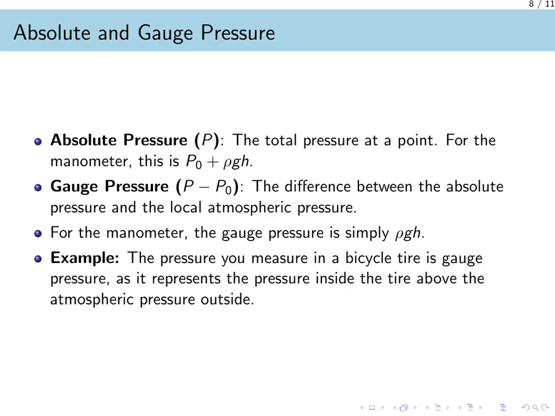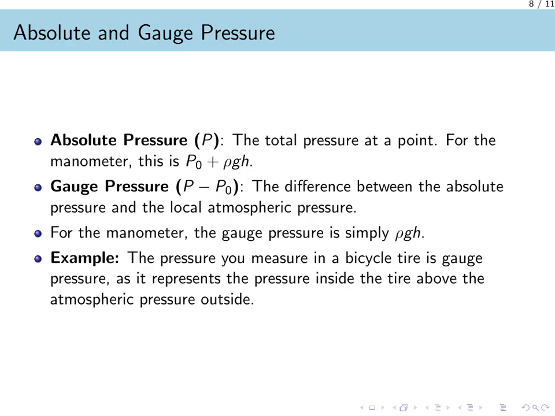First, absolute pressure, which we denote with a capital P, is the total or true pressure at a point. For the open tube manometer, the absolute pressure of the gas is the sum of atmospheric pressure and the pressure from the fluid column. That is, P equals P0 plus ρ times g times h. In contrast, gauge pressure is the pressure measured relative to the local atmospheric pressure. It is defined as the difference between the absolute pressure and atmospheric pressure. For the manometer, the gauge pressure is simply the contribution from the fluid column, the quantity ρ times g times h.